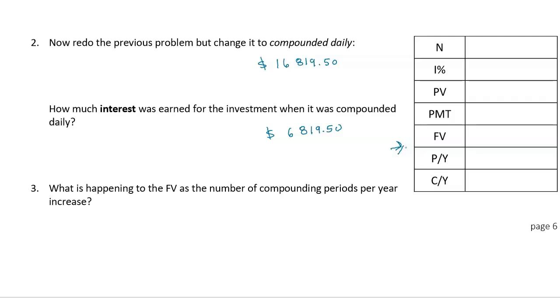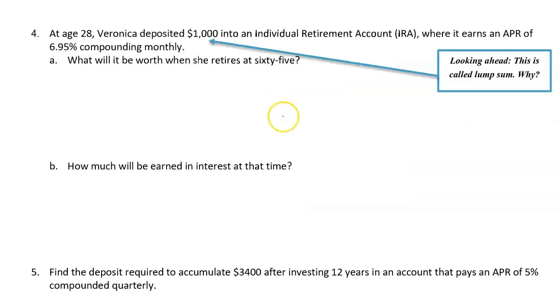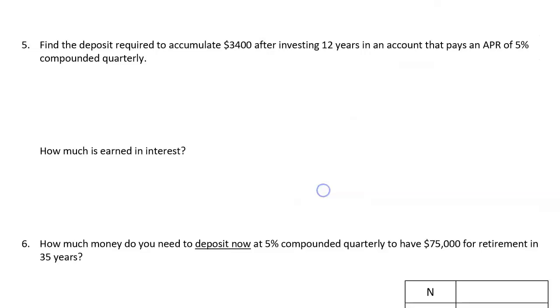Problem 3 is just a question for you to observe what's going on between the example, problem 1 and problem 2. So I'll leave that there for you to answer. The answer to 4A is going to be $12,988.73. The answer to 4B is going to be $11,988.73.